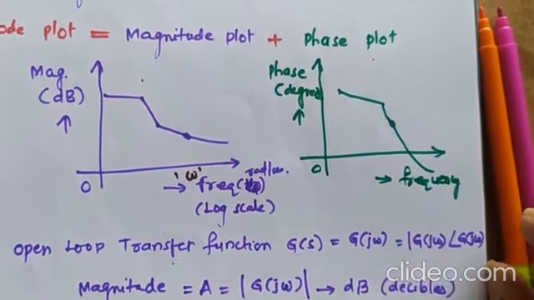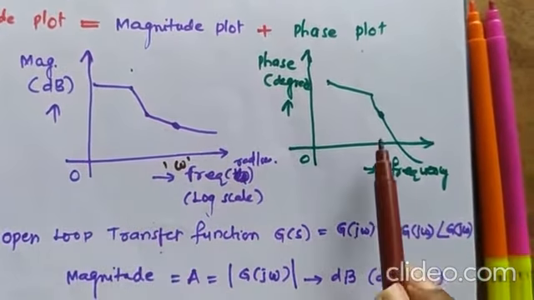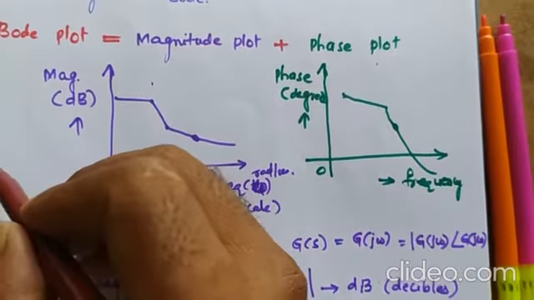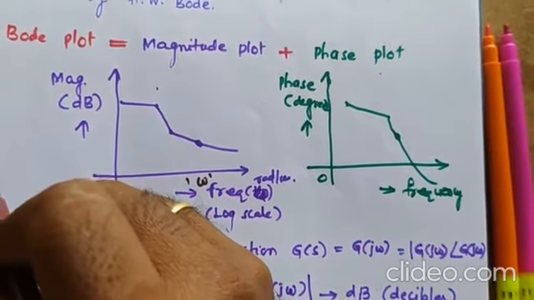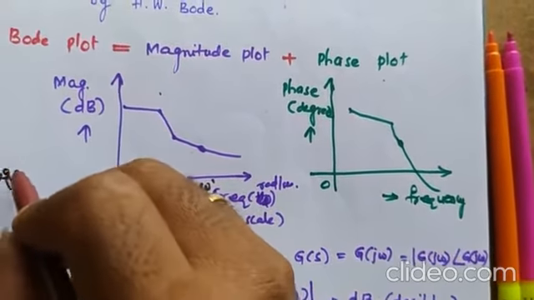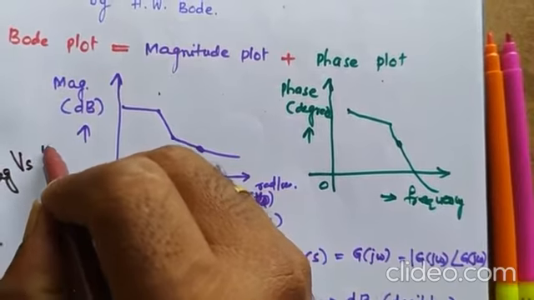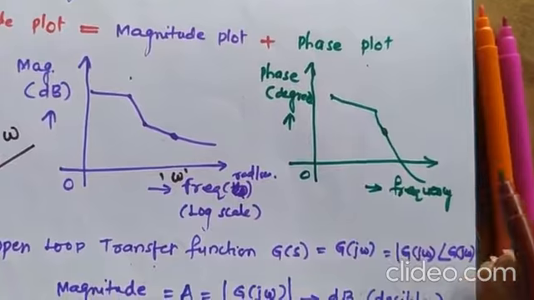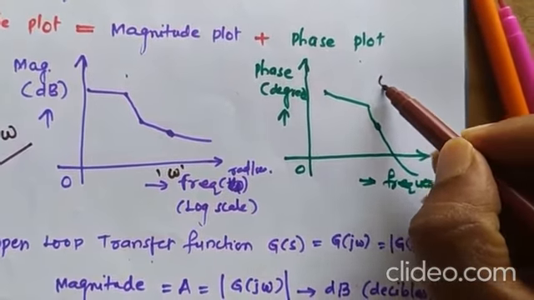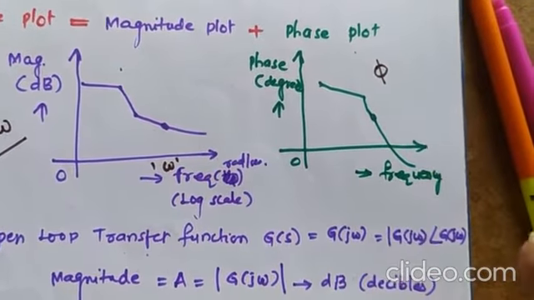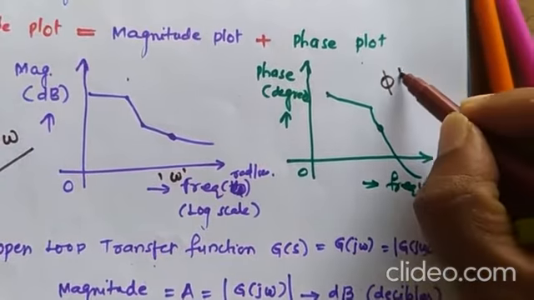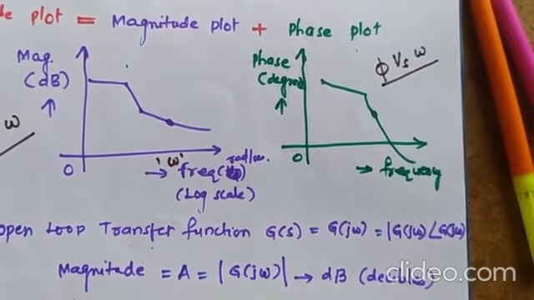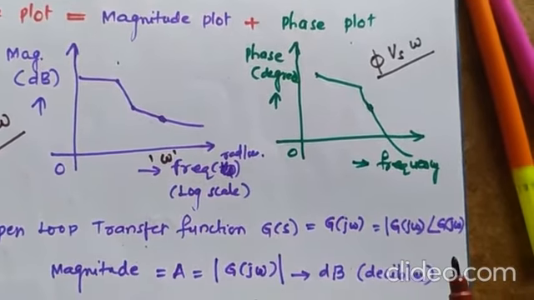So in the Bode plot we need to draw two plots. One is called the magnitude plot, which shows the relation between the magnitude of the gain versus the logarithm frequency. The second one is the phase of the system versus the logarithm frequency, in radians per second.